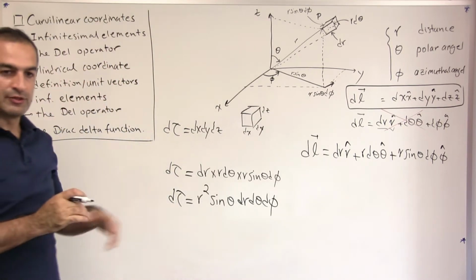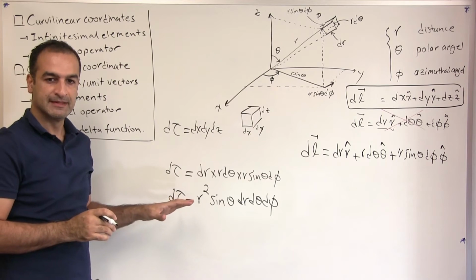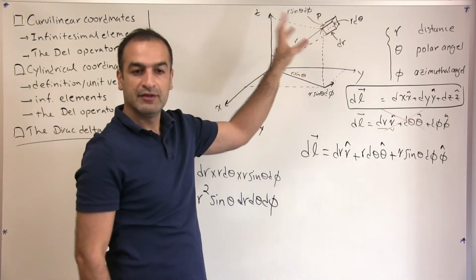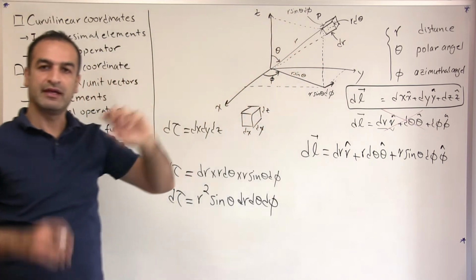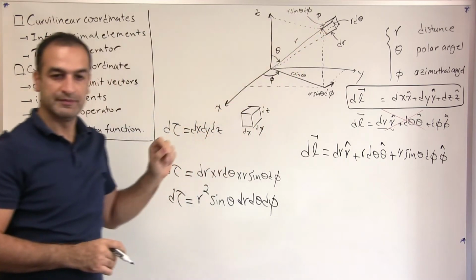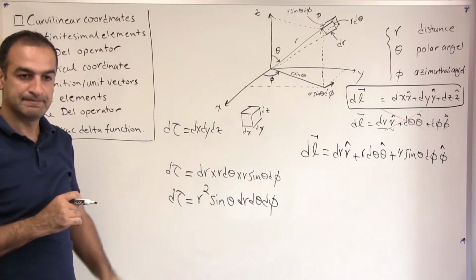Okay, so you see the approach, right? You just look at this geometrically, what kind of a small volume we have, and you measure the lengths, and you just calculate the volume. Okay, so this is d theta.